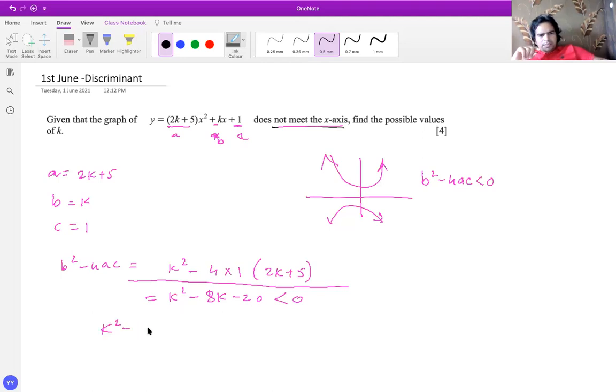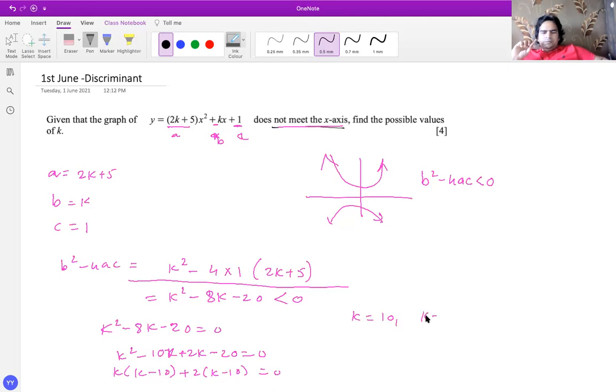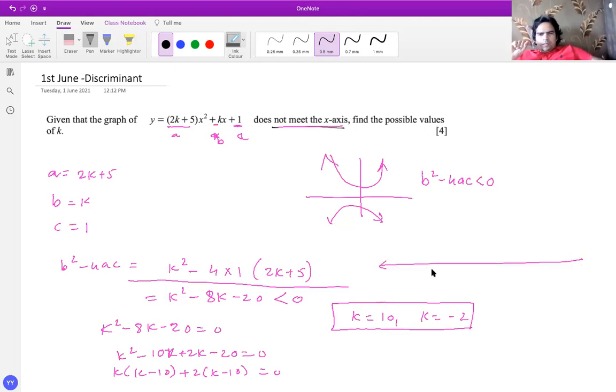So k squared minus 8k minus 20 equals 0. The moment you get a quadratic inequality, you try to draw a sign diagram. Otherwise, your answer might be wrong. So k squared minus 10k plus 2k minus 20 equals 0. So k(k minus 10) plus 2(k minus 10) equals 0. So we get k is 10 or k is negative 2. So now with these two numbers, we have k is negative 2 or k is 10.